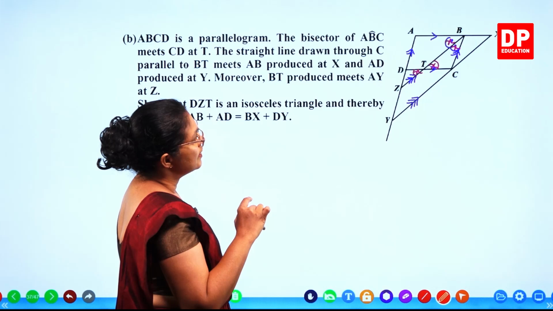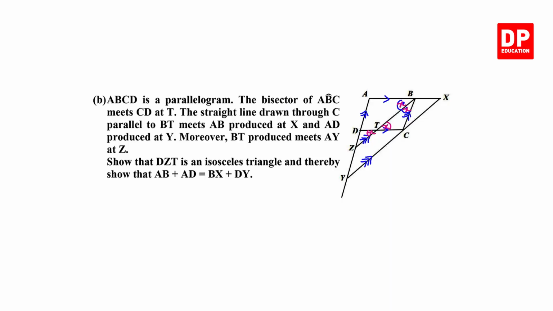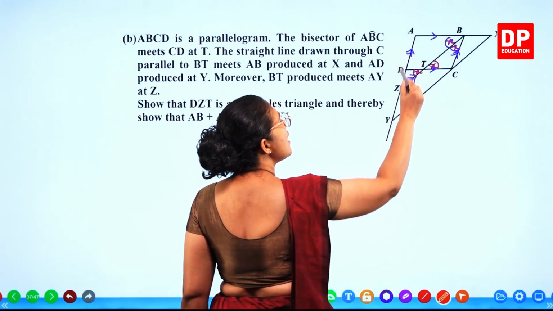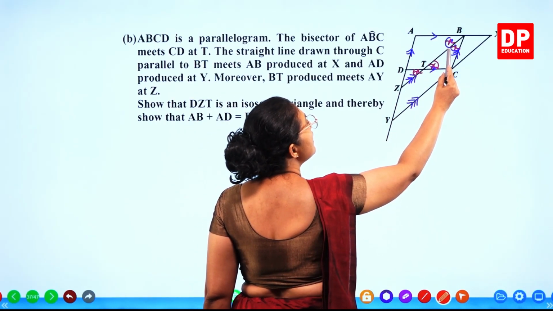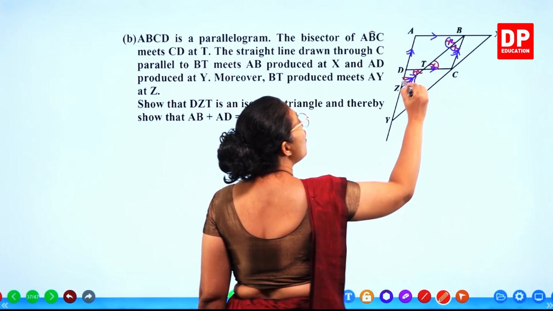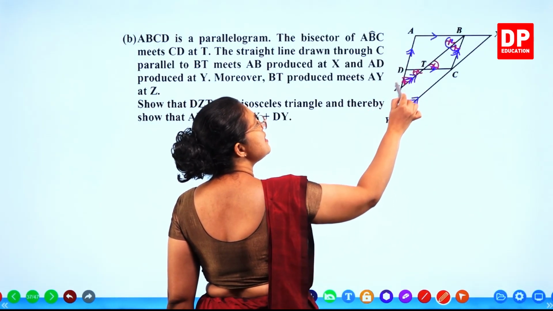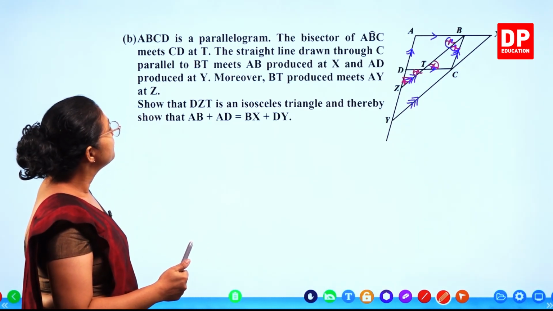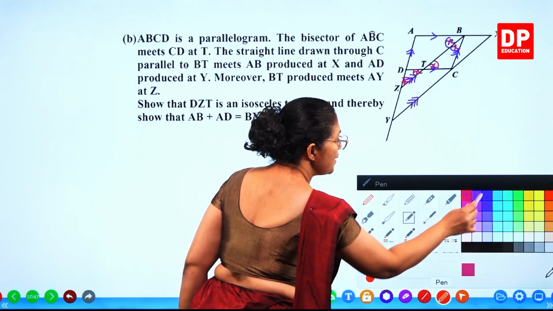Then what else? Or you can use here, this and these are corresponding angles that are equal to each other, because AX and DC are parallel. Now we can show that, can you see these two lines are parallel, AY and BC. So this angle and this angle are alternate angles. So those are equal. Now we can see the two angles in DTZ triangle are equal. So that's an isosceles triangle. So that's what you have to show first. DCT is an isosceles triangle. So you have to write everything.